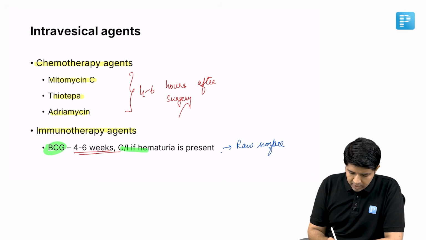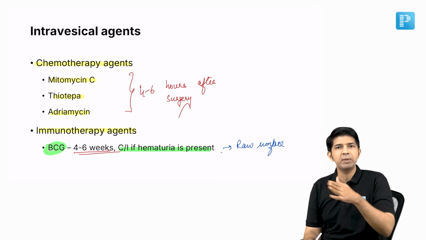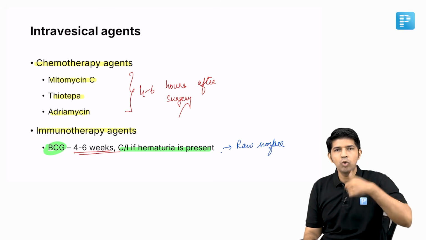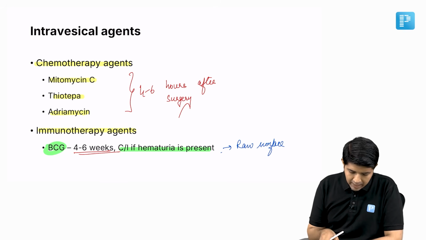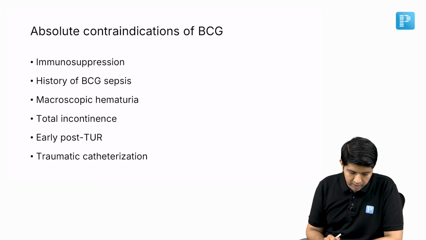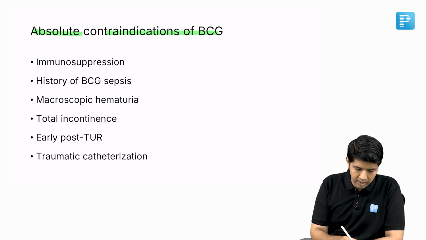And the same thing is indirectly told that if there is hematuria, don't give BCG. If there is hematuria, means there is a raw surface somewhere, so don't give BCG. So BCG should be given only when the wound is completely healed, and that will usually take about 4 to 6 weeks. Now, what are the absolute contraindications of BCG installation?